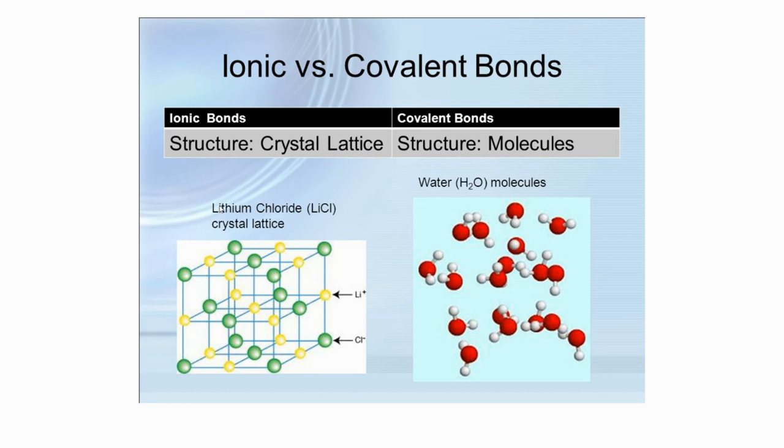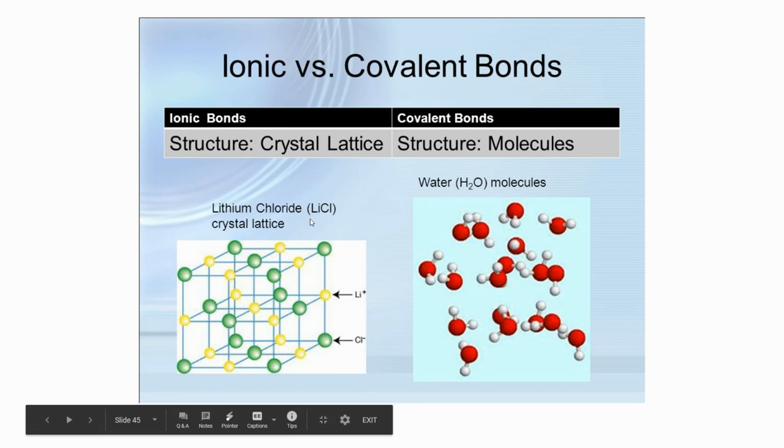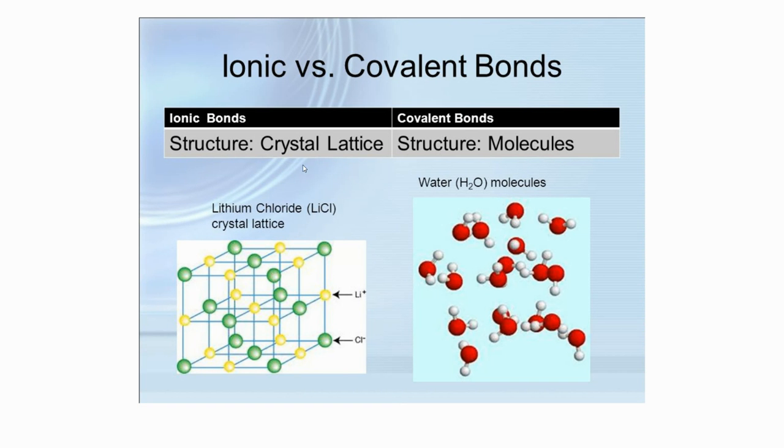Okay. Now we're going to talk a little bit about their properties. Ionic compounds form these crystal lattice structures. So when you see lithium chloride, LiCl, or sodium chloride, table salt, NaCl, that doesn't mean that there's just one sodium atom and one chlorine atom together. It's just the ratio. There's one sodium for every one chlorine, and then they form this crystal lattice structure.